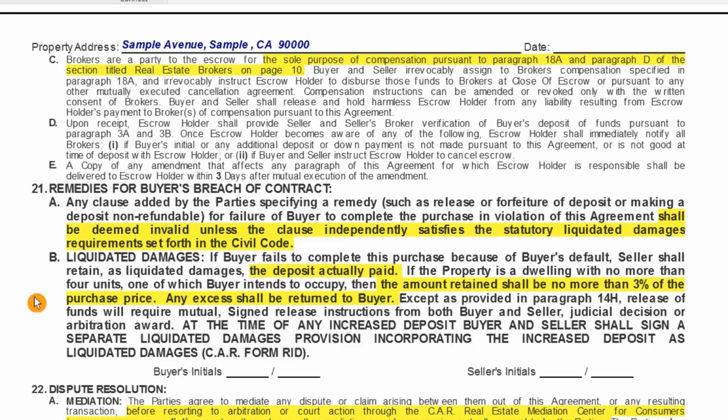That's why I said when we were talking about the earnest money deposit on page 1, it really doesn't make sense for the buyer to put down any more than 3% of the sales price. It may sound good, but the seller would have no way of going after anything more than 3% if, for whatever reason, the buyer defaulted on the agreement.